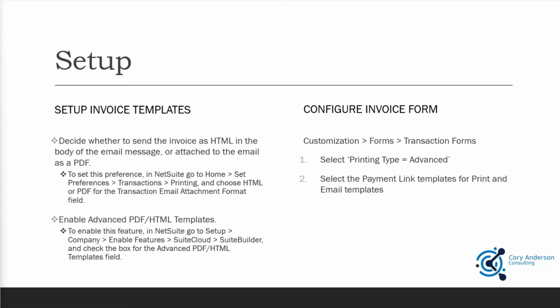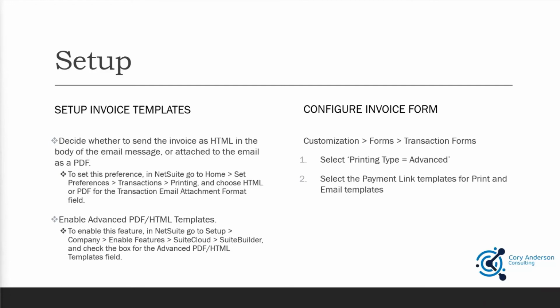You also need to enable the advanced PDF and HTML templates. To enable this feature, you go to Company, Enable Features, SuiteCloud, SuiteBuilder. Mike actually had a screenshot of how to quickly find a setting in the setup. I'll show you that. It's my preferred way of finding the features in the setup menu.